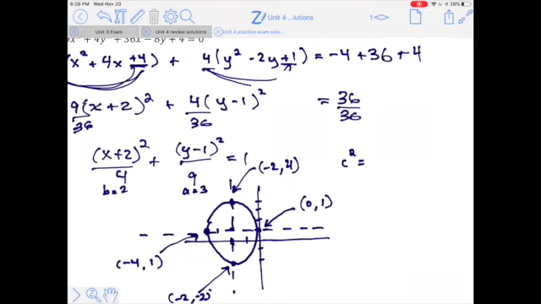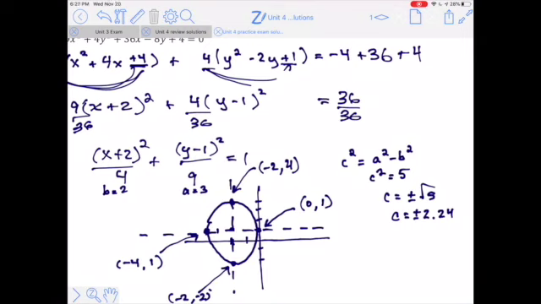What's the formula for an ellipse? a squared minus b squared, yeah. So c squared is 9 minus 4, which is 5. So the values for c are plus or minus root 5, which is what, 2 point something, 2.2 maybe? 2.24, okay.